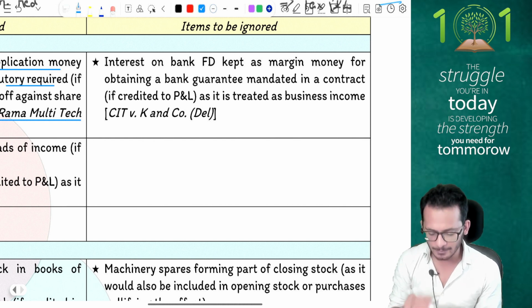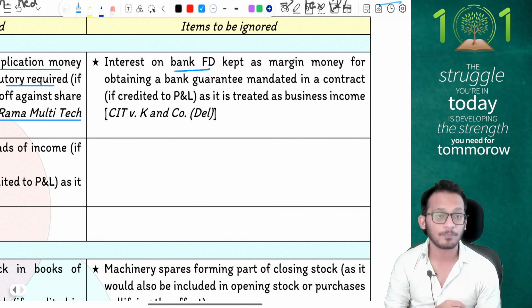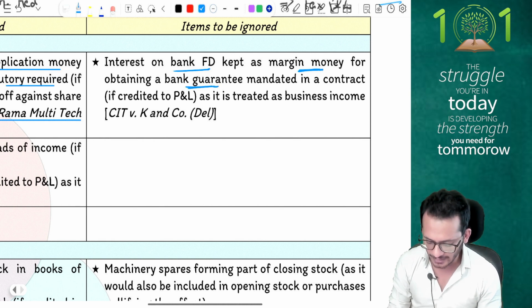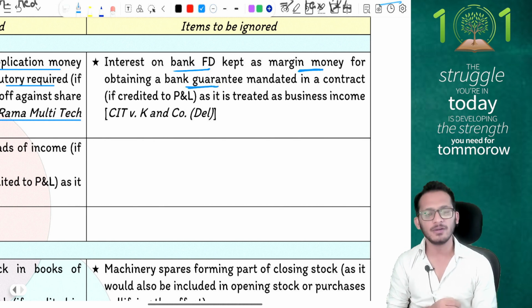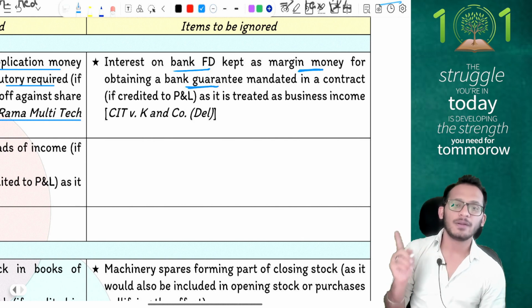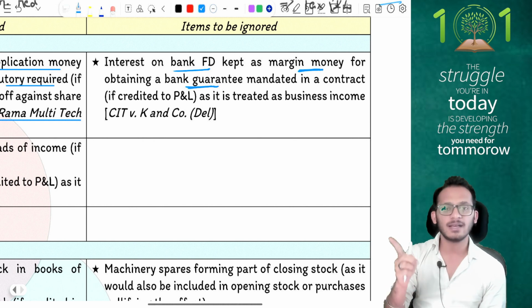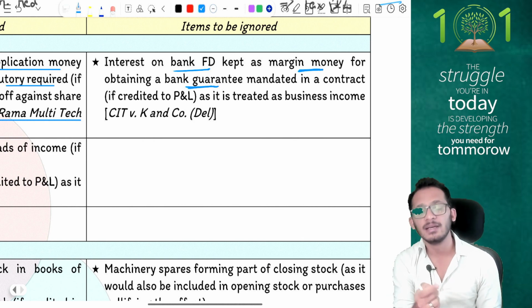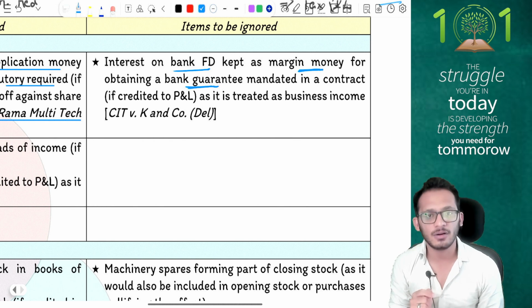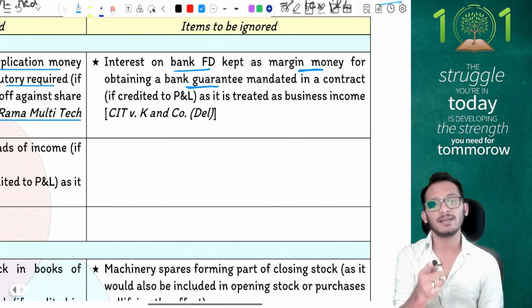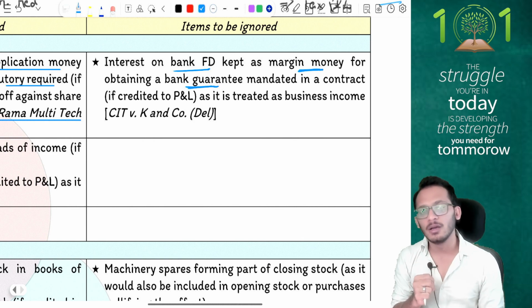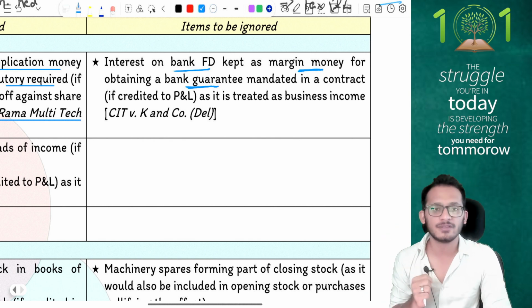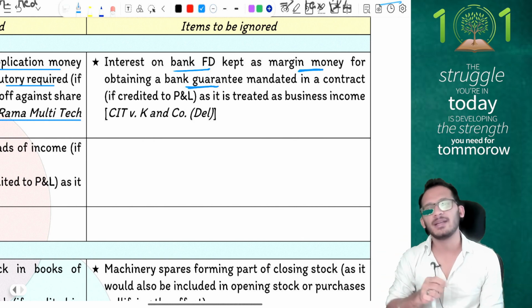K and Co comes and clarifies that if you have interest on a bank FD which is kept as margin money for the purpose of obtaining a bank guarantee as part of a contract. Now in K and Co, they clarified that normally interest income is always IFOS income. But if the interest is earned from a bank account or a special FD created solely for the purpose of honoring a contract, then the interest income is not incidental anymore. It is a mandate for the purpose of the contract, and therefore that interest income will become part of my business operations and will not be IFOS income. So this is what K and Co is clarifying.